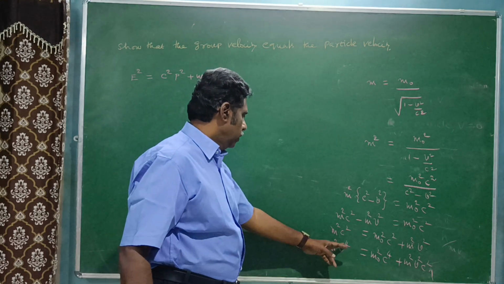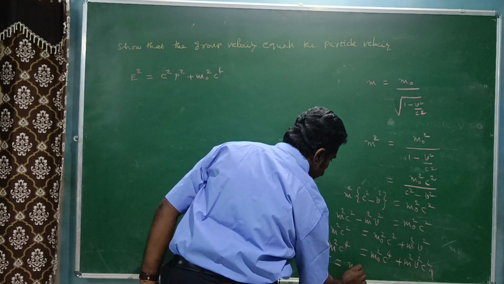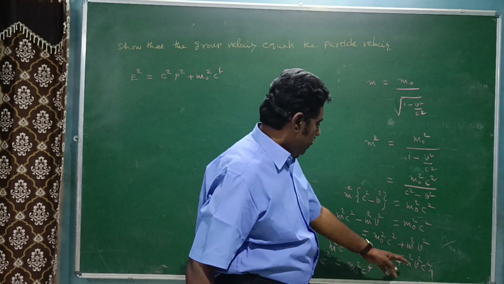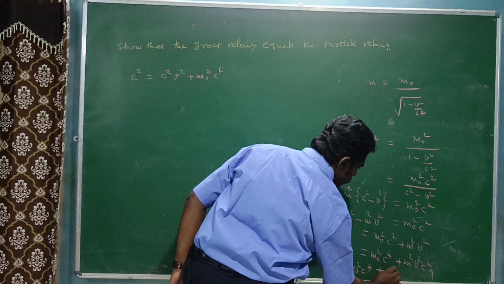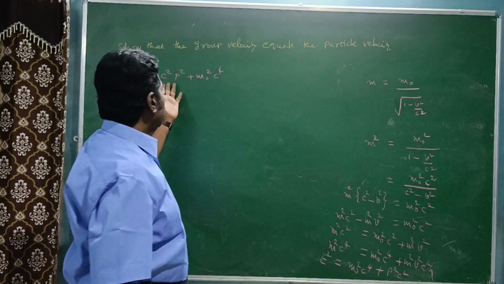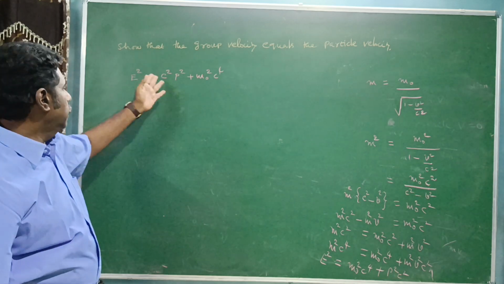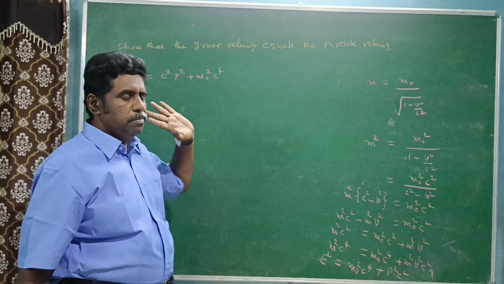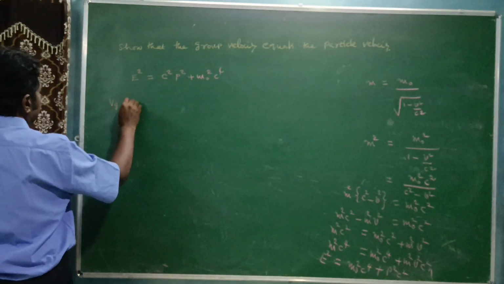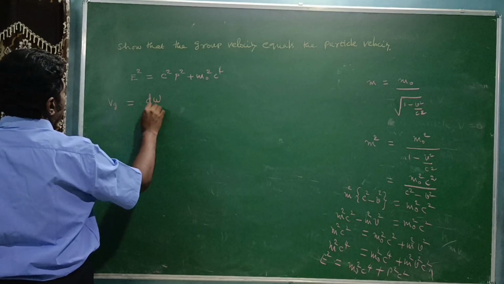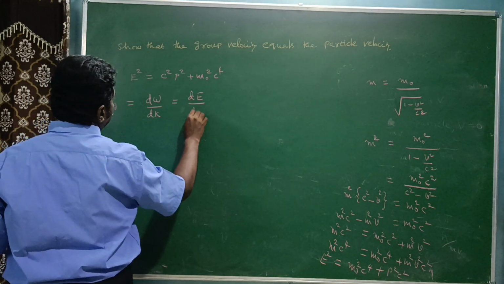Therefore, this is E square. E square equal to m0 square c power 4. m into v is our p. m square v square is p square. Therefore, plus p square c square. We have this relation. Energy of a free particle in the relativistic case is E square is equal to c square p square plus m0 square c power 4. Now the group velocity Vg equal to d omega by dk, which is equal to dE by dp.